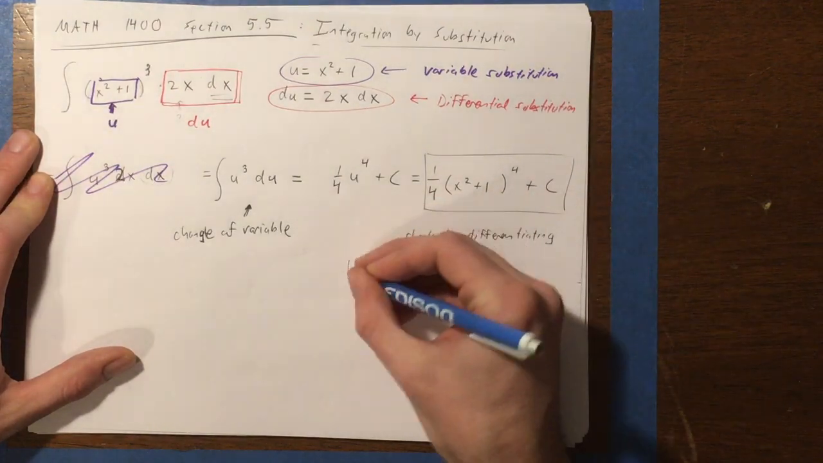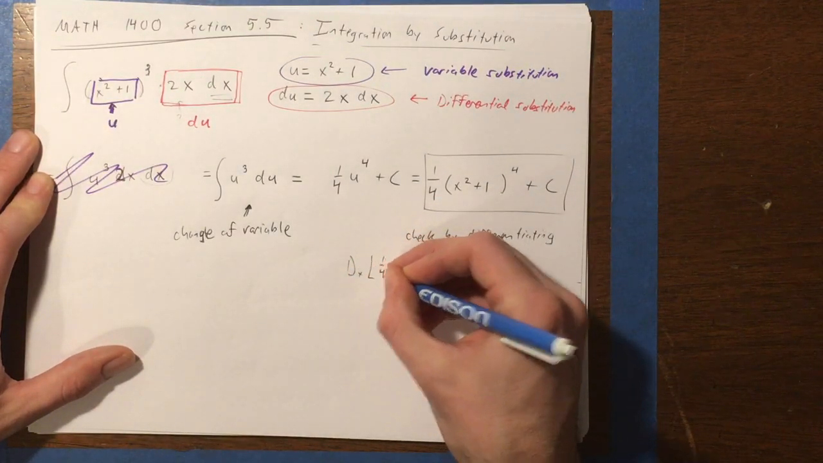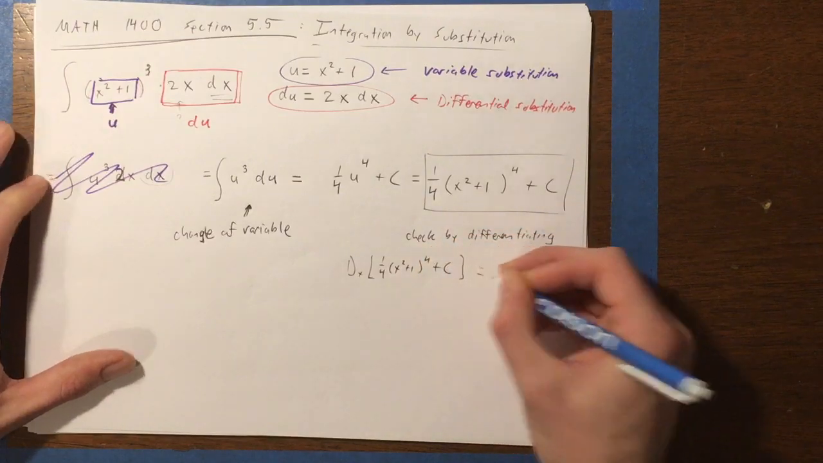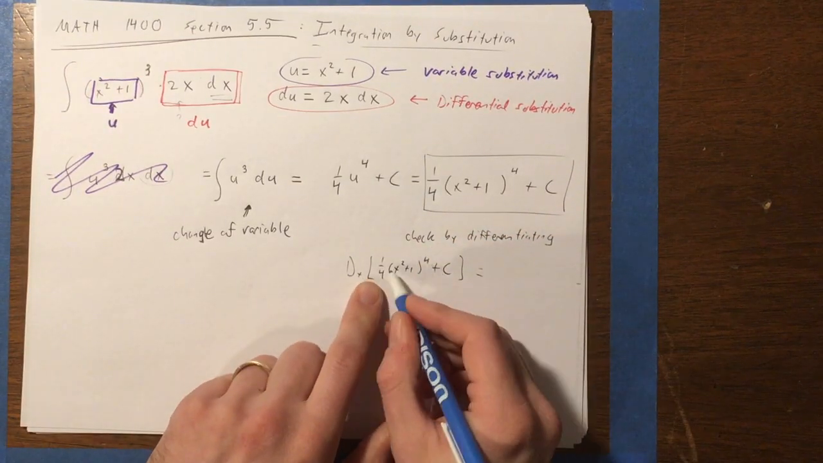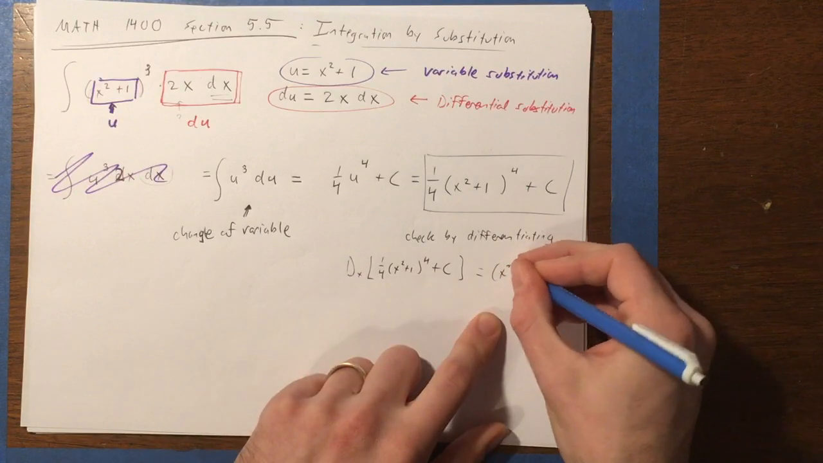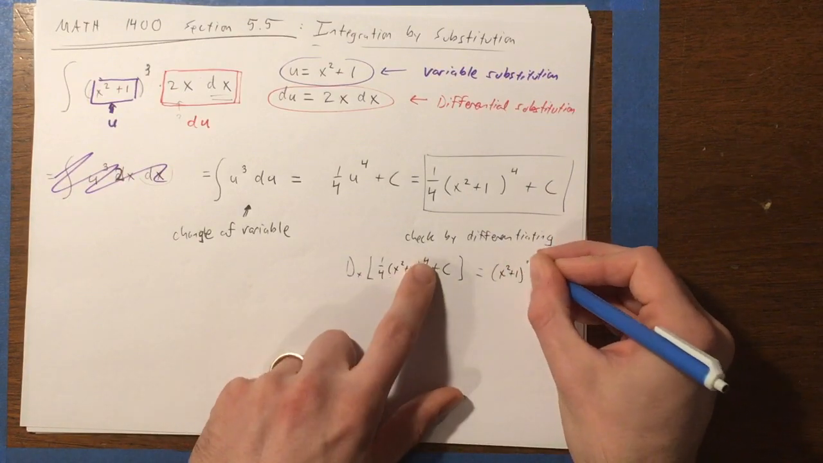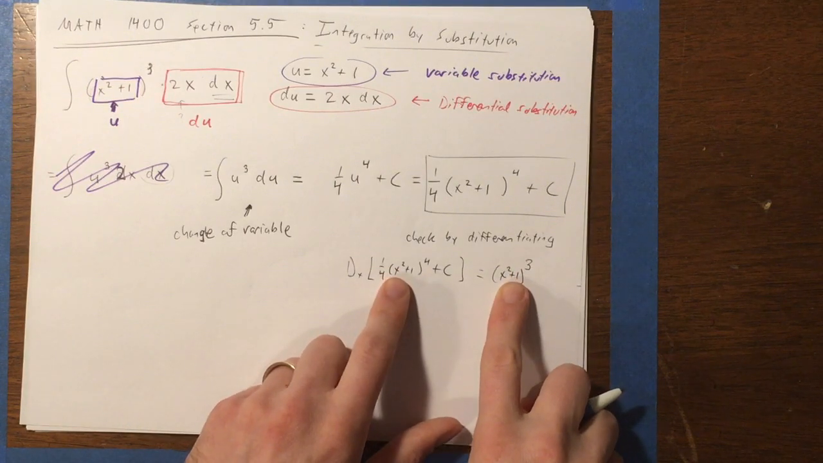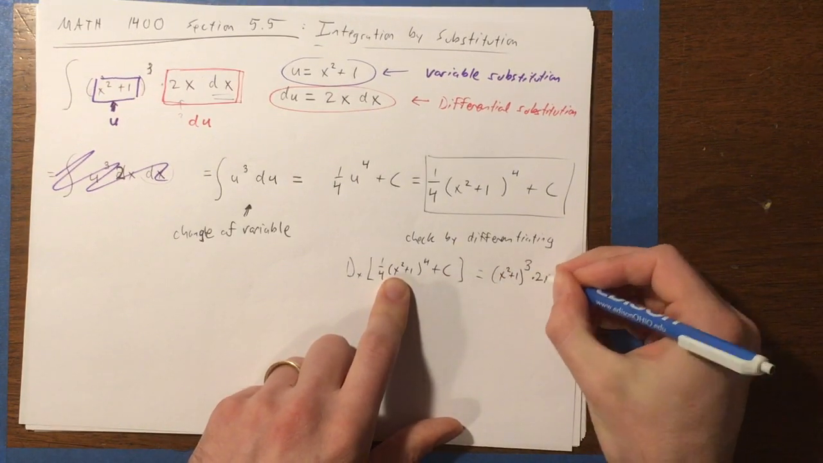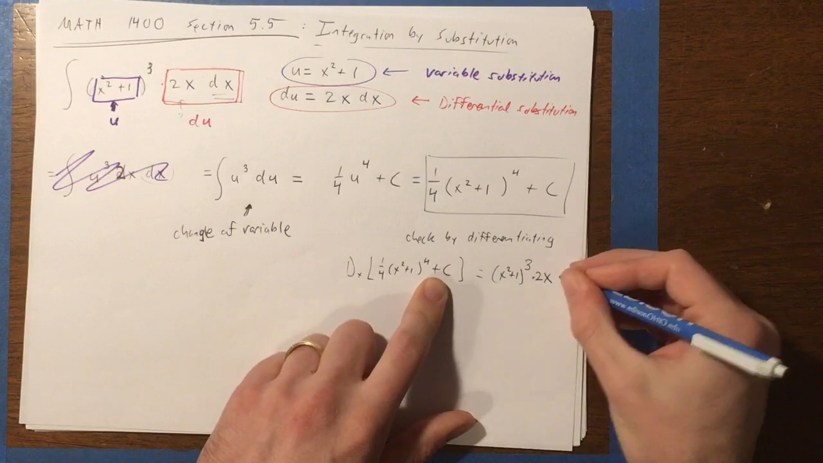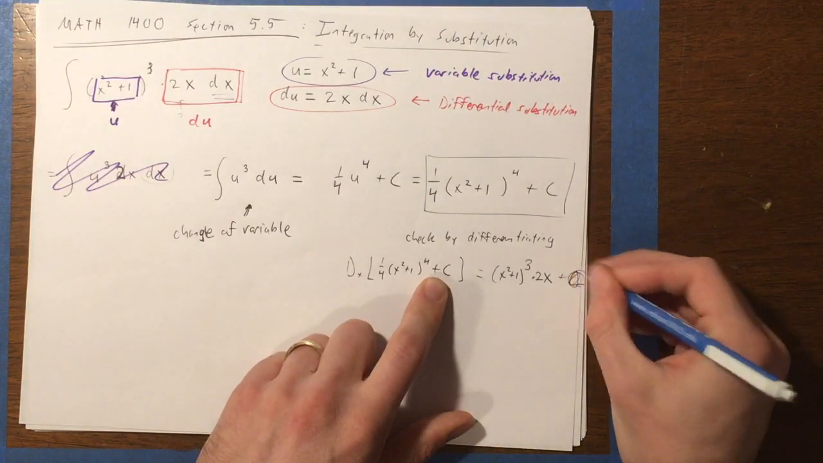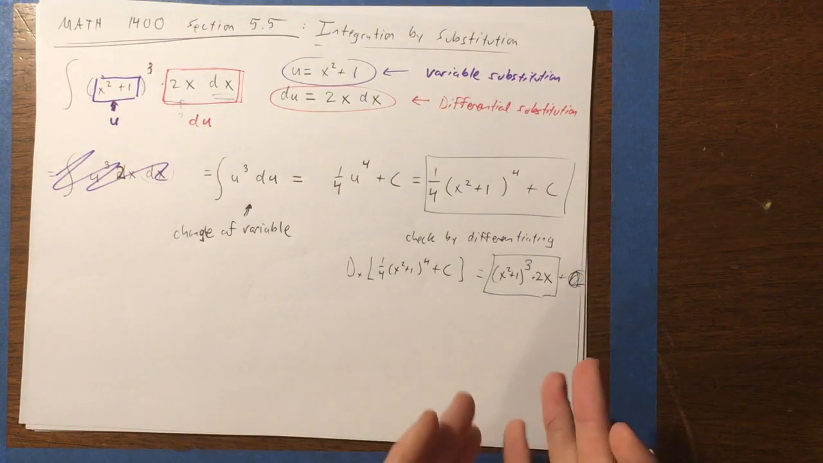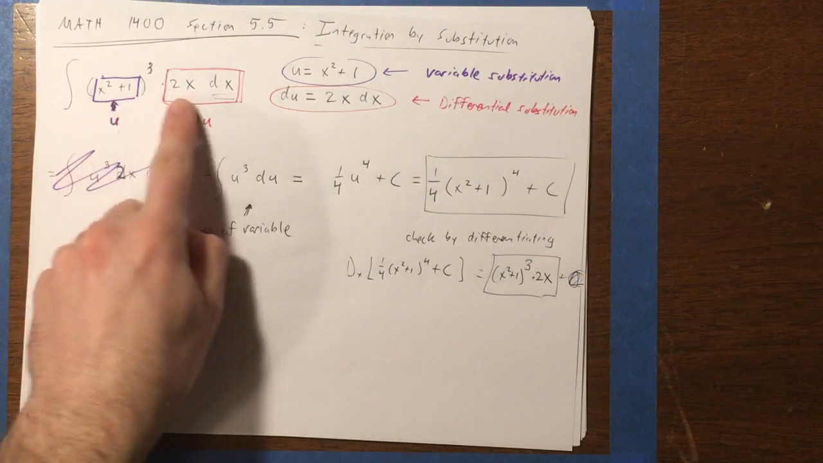If you do the derivative with respect to x of 1/4 times x squared plus 1 to the power 4 plus c, you will get, using the power rule, 1/4 times 4, which is going to cancel out. So you'll get x squared plus 1 and then to the power 3, reducing the power by 1. Chain rule will say multiply by the derivative of x squared plus 1, which would be 2x. And then the derivative of the plus c is, of course, plus 0, plus nothing. So we just get the x squared plus 1 quantity cubed times the 2x, which is what we started with.